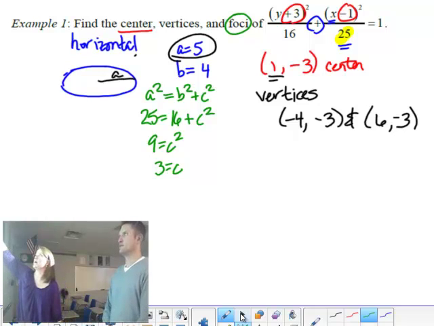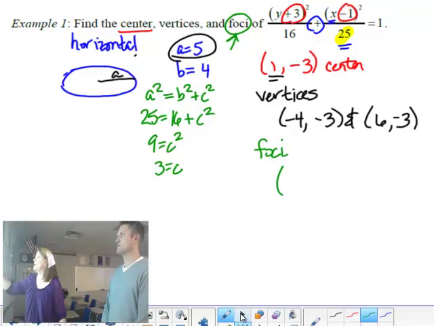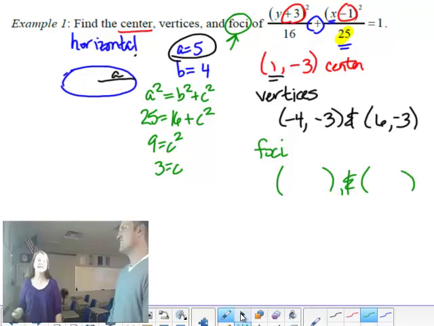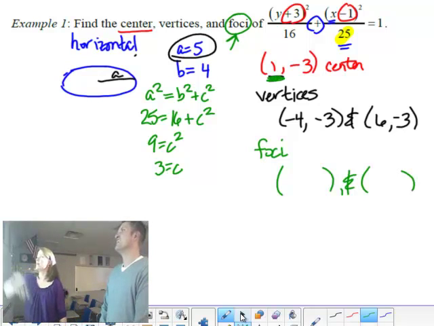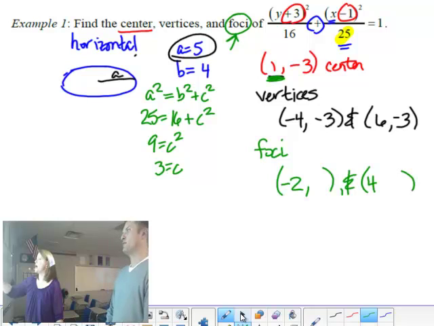That is helping us with our foci. So our foci, I'll write that one correctly too. Again, the horizontal number is changing by 3. So I'm going to have 1 minus 3, -2, and 1 plus 3 is 4. The y values are not changing: -3, -3 and 3.